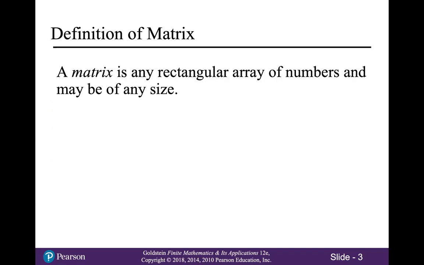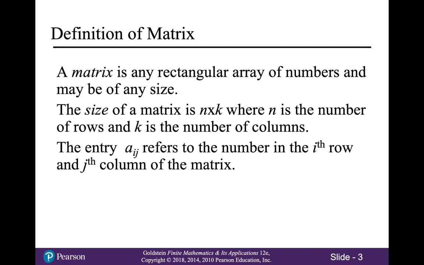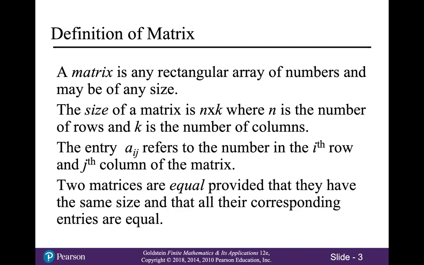So a matrix is any rectangular array of numbers and may be of any size. The size of a matrix is n by k, where n is the number of rows and k is the number of columns. The entry a sub ij refers to the number in the ith row and jth column of the matrix. Two matrices are equal, provided that they have the same size and that all their corresponding entries are equal.